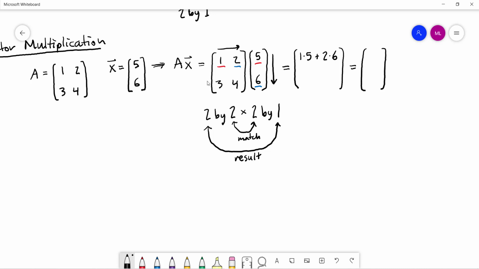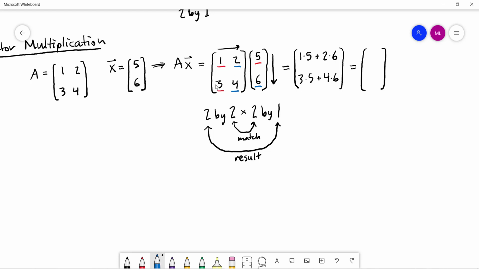For the bottom term, we're going to do the same thing, but we're going to use the bottom row here. So I'm going to go across here, top to bottom here. So the first entry here is the 3. It'll hit the 5, which is the first entry in the vector that we're multiplying against. So we'll do 3 times 5 plus 4 times 6.